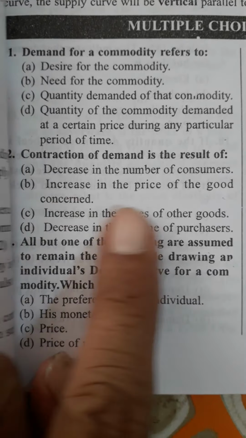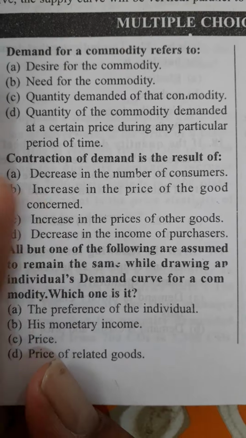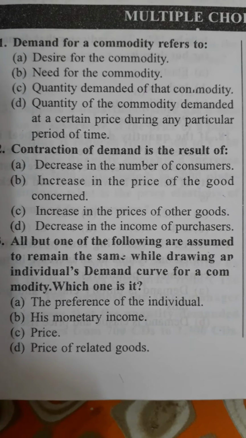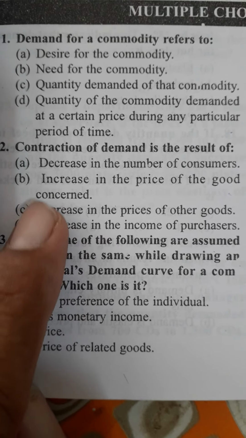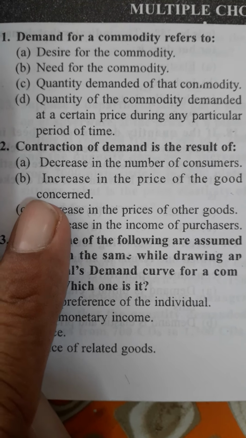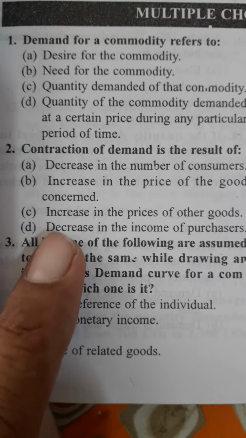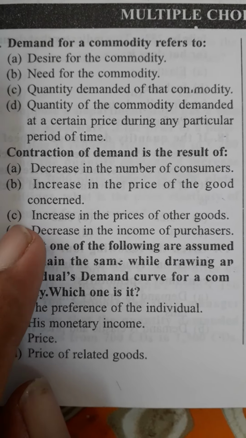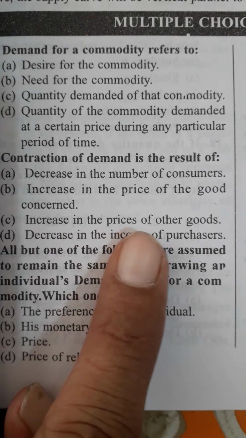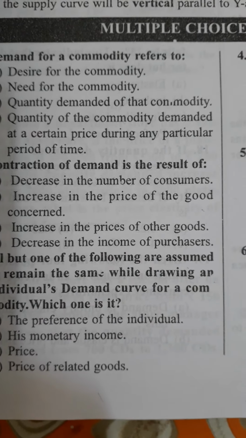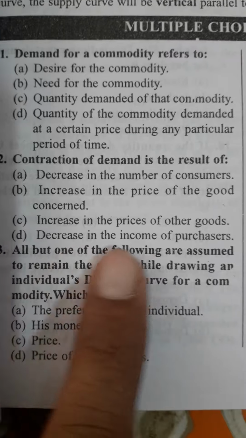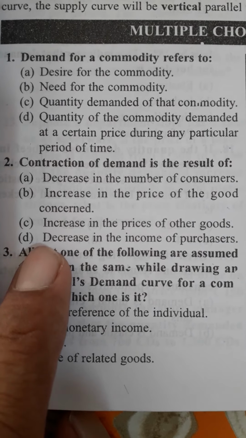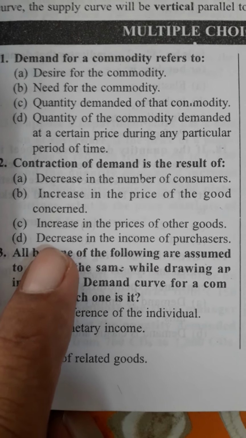And option B, increase in the price of the good concerned. This is the option which is right, because contraction is associated with changes in the price of the same commodity. That means a rise in the price of the commodity would result in contraction of the demand. And if there is a fall in the price, there will be expansion in demand. Option C is increase in price of other goods. Again, in that case there will be a shift in the demand curve. And fourth option, decrease in the income of purchaser. Even in this case, there will be a shift in the demand curve. That could be the decrease in demand.